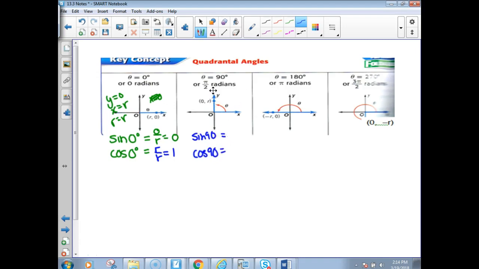If you go to 90 degrees, which is here, or pi over 2 radians, remember r is r. You've got r for y, and x equals 0, and r equals r. So sine would be r over r, which is 1. Cosine would be 0 over r, which would be 0.